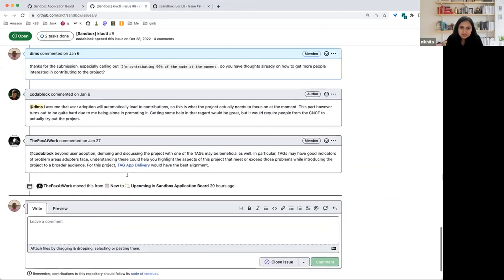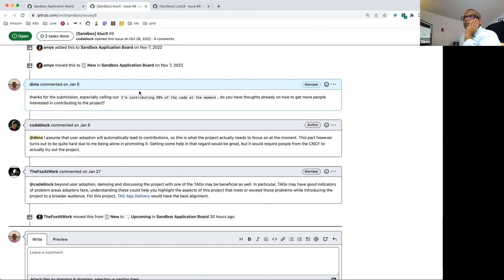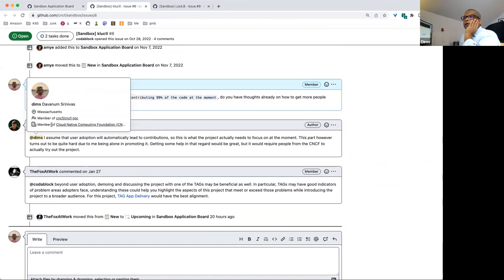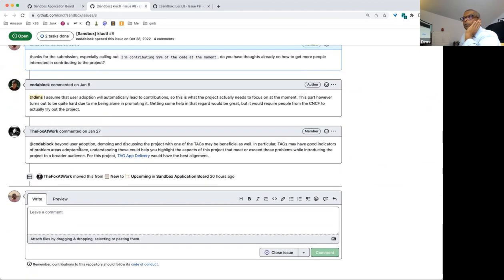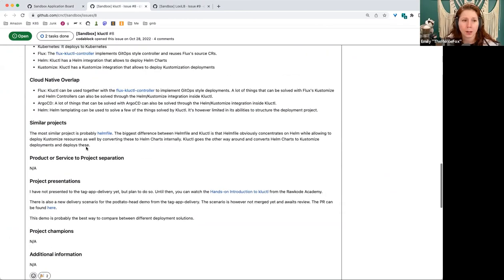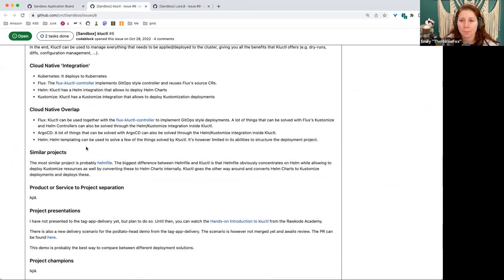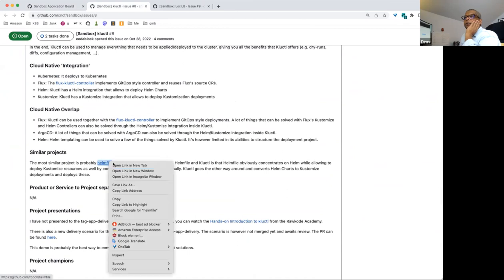I did have a chat with one person here, contributing 99% of the code. Coda Black responded to that, and then Emily, you responded to them to go talk to the TAG. I don't see a notation whether they have actually gone and talked to the TAG yet. I haven't either. Yeah, and it's similar to Helmfile.